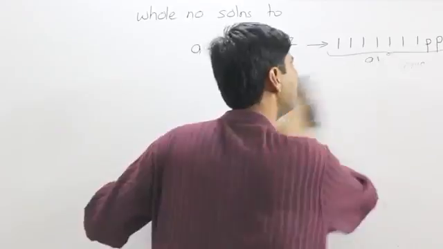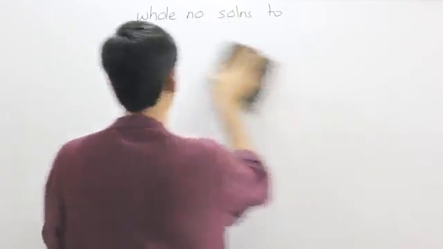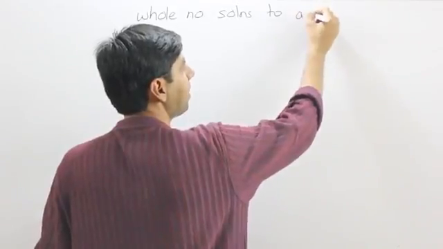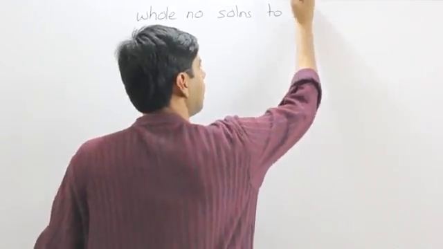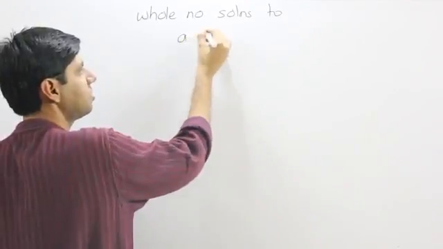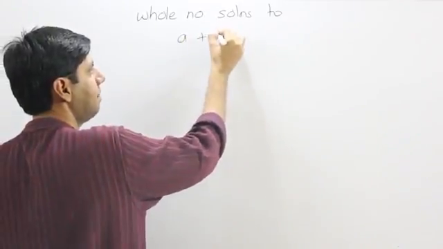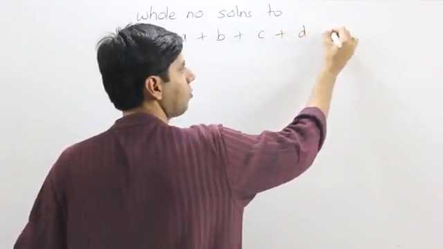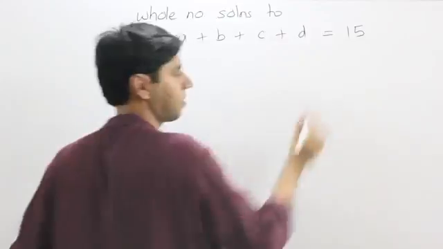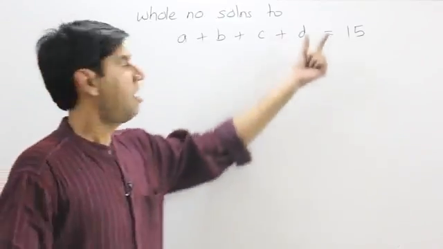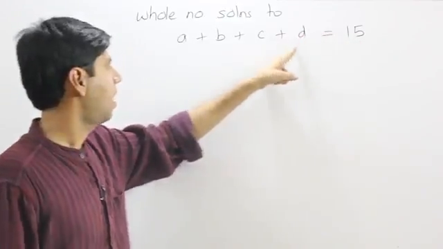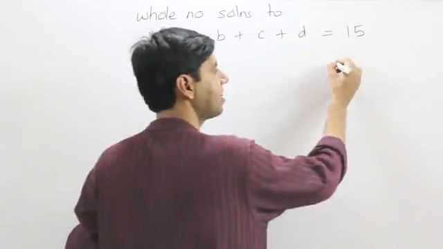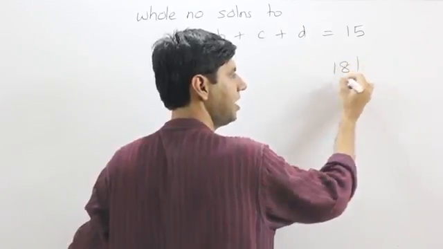So the next question, where I'm not twisting anything as such, is the number of whole number solutions to A plus B plus C plus D equal to 15. Just to be quick over that, 15 ones. To make them into 4 groups, I need 3 partitions. So 15 and 3, that is 18 objects.